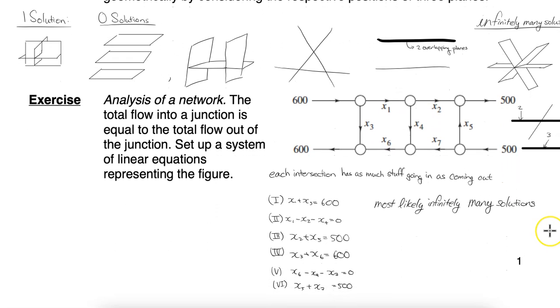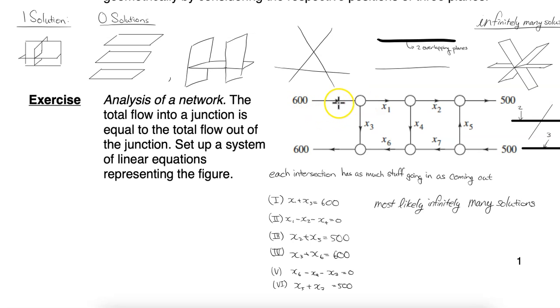So for the sample application to real life, we are going to look at the analysis of a network. The total flow into a junction is equal to the total flow out of the junction. Set up a system of linear equations representing the figure here. So this could be maybe some kind of electricity map, or it could be just streets and intersections with cars going in different directions. What's important is to understand that nothing stops at the nodes.